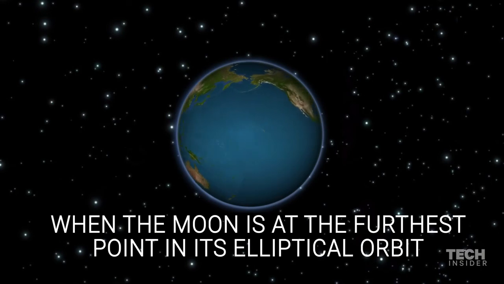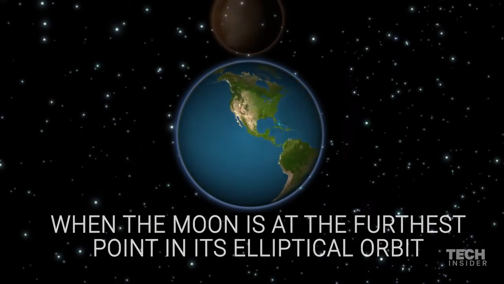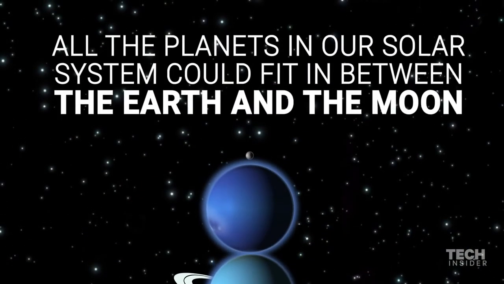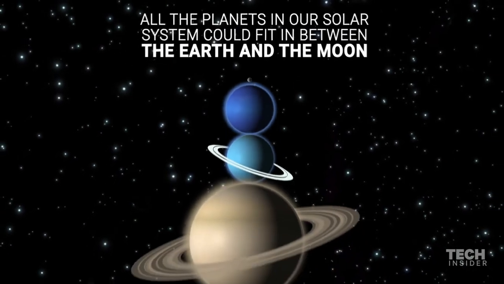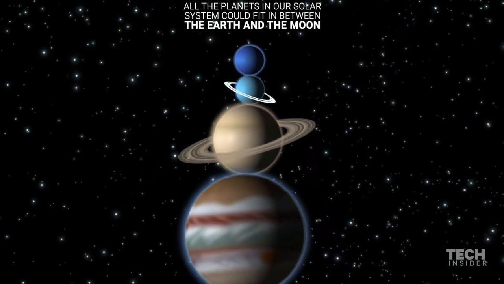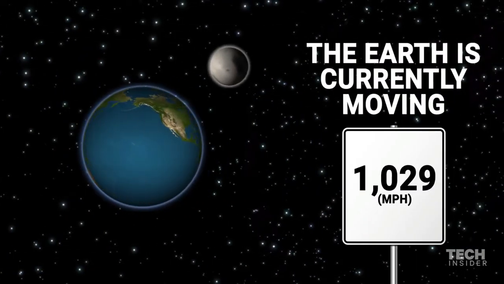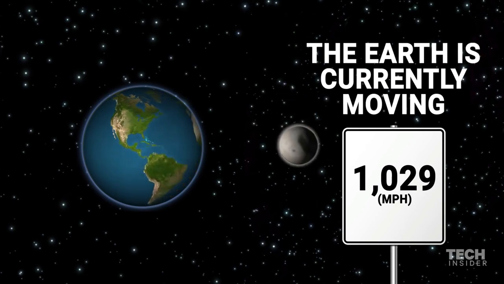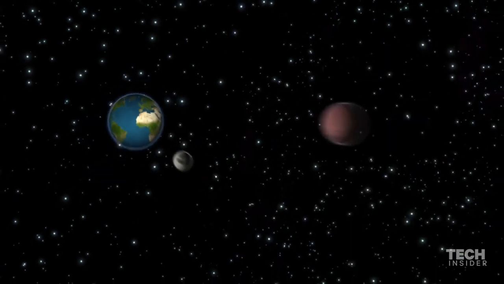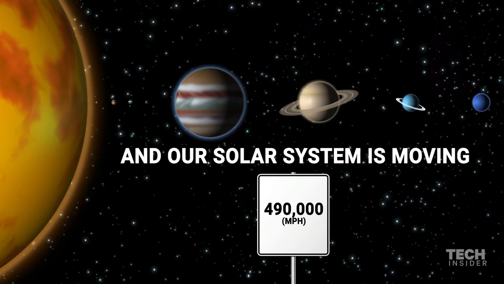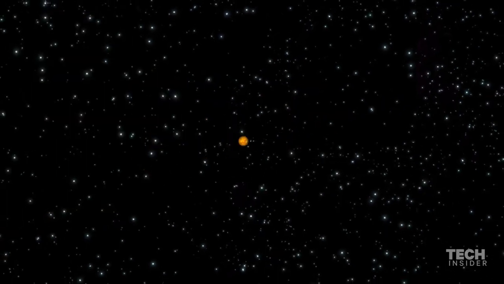When the moon is at its furthest point in its elliptical orbit, all the planets in our solar system could fit in the space between our Earth and our moon. The Earth is currently moving 1,029 miles per hour, and our solar system is currently moving 490,000 miles per hour. It's a pretty good thing we have gravity to keep us on the planet.